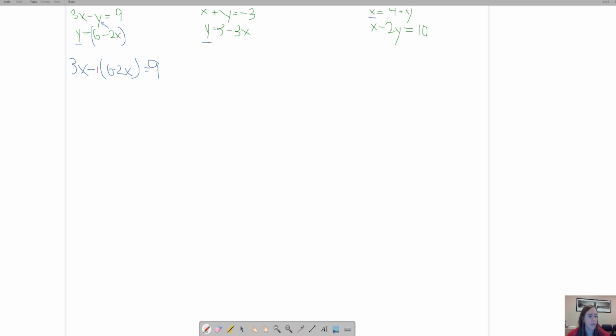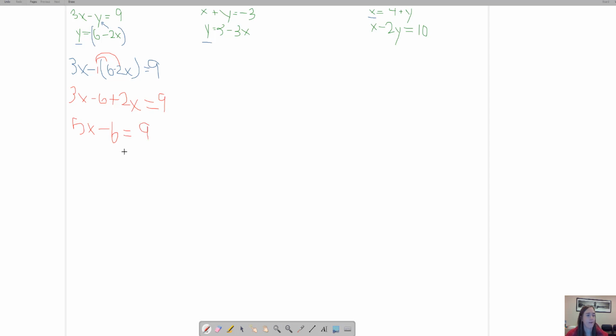Okay, so this is like a -1 right here, okay, in front of this parentheses. So I'm going to distribute that -1. So I'm going to have 3x, and then -1 times 6 is -6. -1 times -2x is a positive 2x. Okay, next step, I need to combine my like terms. So those are my x's. So 3x plus 2x is 5x minus 6 equals 9.